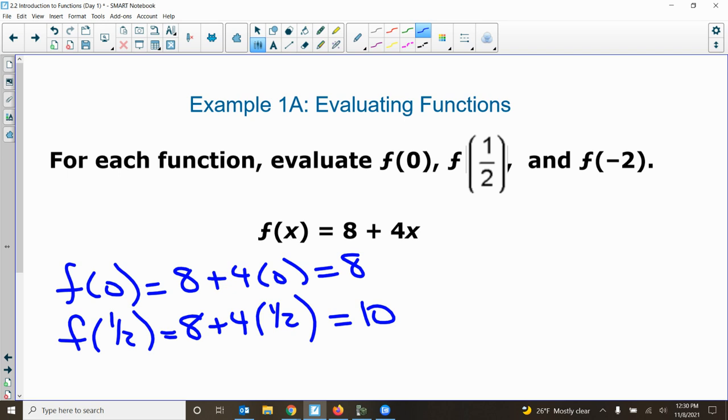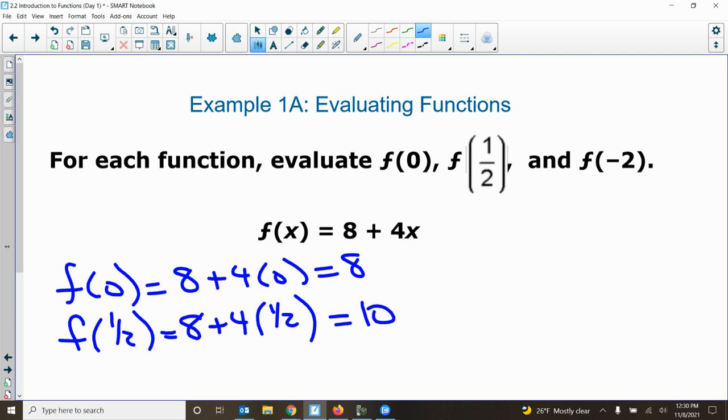What comma what? The first one was 0 comma 8. 1/2 comma 10. Yeah, 1/2 comma 10 is on this graph. Okay. It satisfies the function. When you plug in 1/2, you get 10 out. 1/2 goes in, 10 goes out, so 1/2, 10 is on the graph.